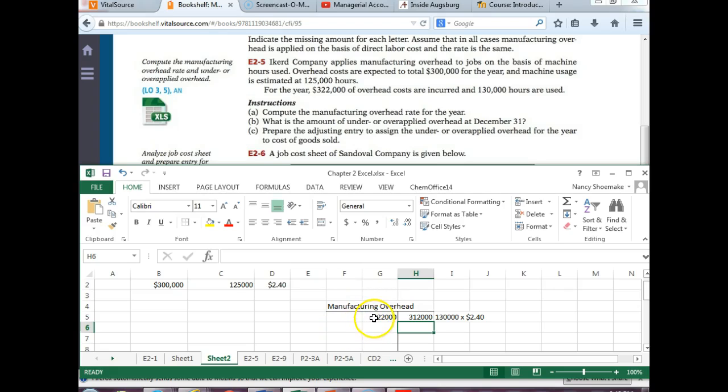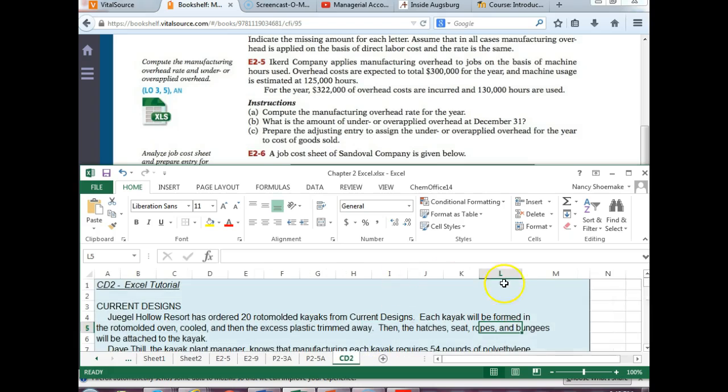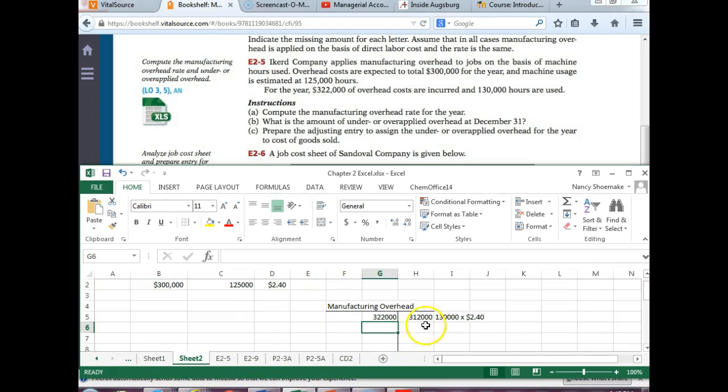So if it truly is 322, that's actually what happened. But we applied 312. Did we over apply it or under apply it? Under applied, because we are sitting here now with a balance left over of 10,000, aren't we?